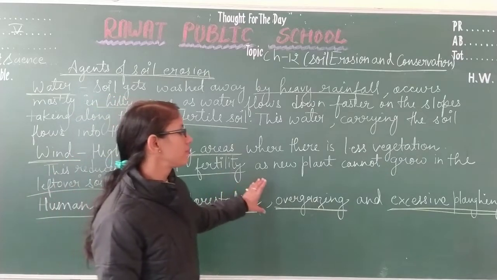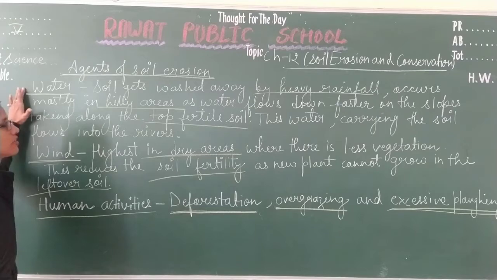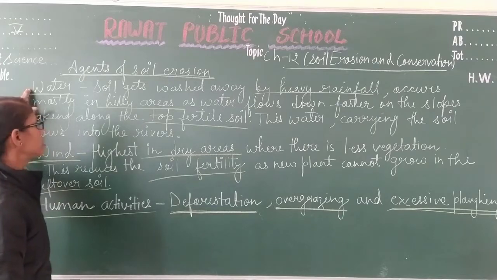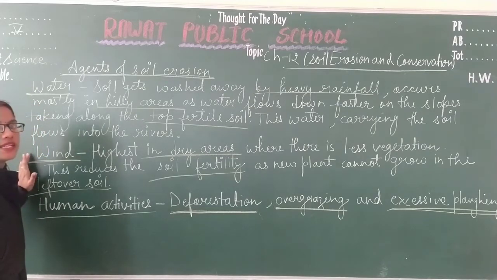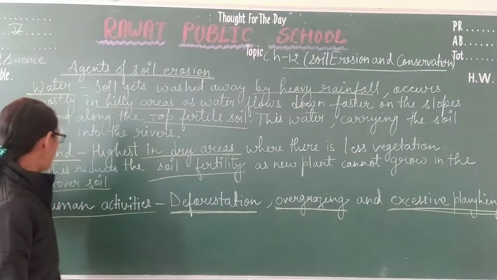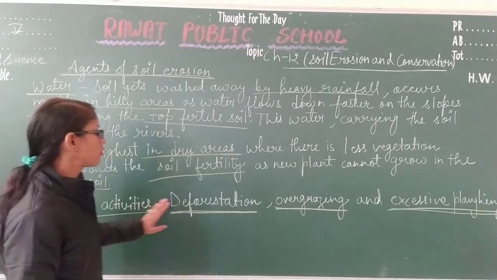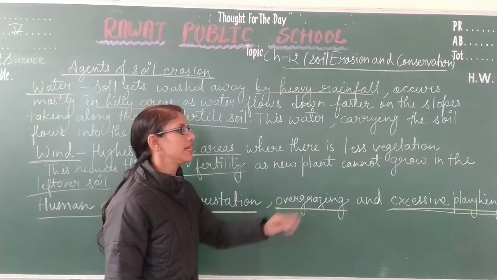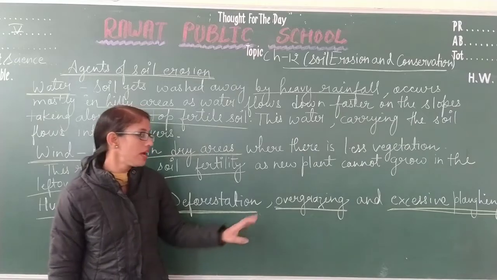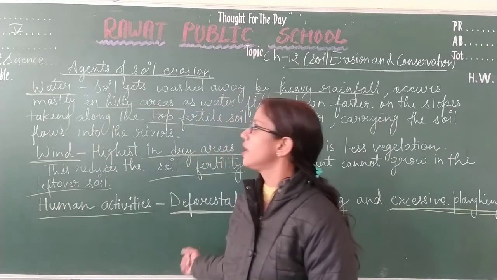So these are the different agents that result in soil erosion. The first is water, which acts in hilly areas. The second is wind, which is highest in dry areas, meaning there is less vegetation. And the third is human activities: deforestation, overgrazing, and excessive plowing are the activities done by human beings that result in soil erosion.